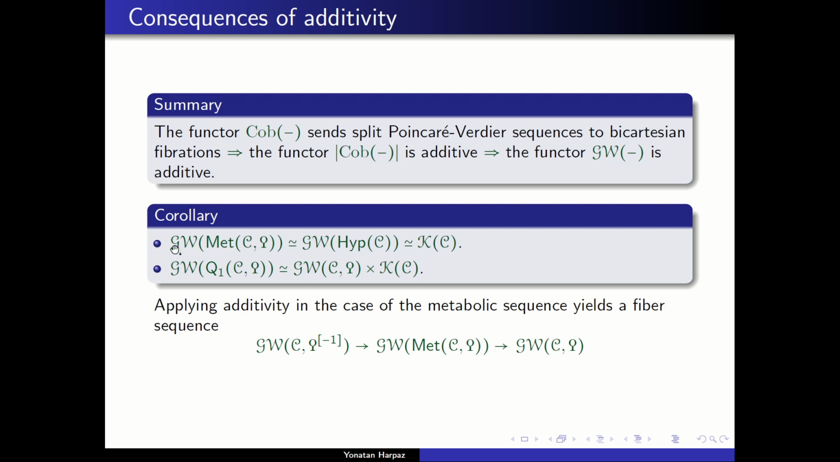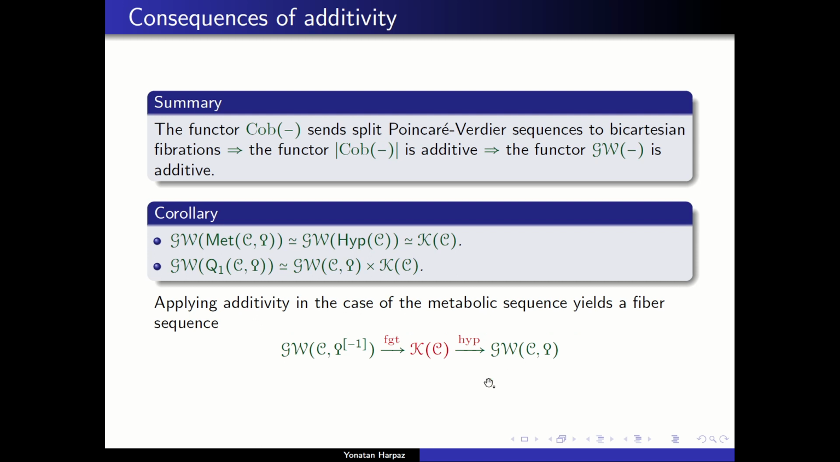Now, from this, we know that GW of the metabolic infinity category is the same as the K-theory space of C. And so this sequence actually becomes a sequence involving the Grothendieck-Witt space of C copa, the Grothendieck-Witt space of C with shifted copa, and in the middle, the K-theory space of C, where here this map just becomes the forgetful map from the Grothendieck-Witt of shifted C copa to K-theory of C, and here the hyperbolic map from K-theory of C to the Grothendieck-Witt space of C copa. And this is called the Bott-Genauer sequence.